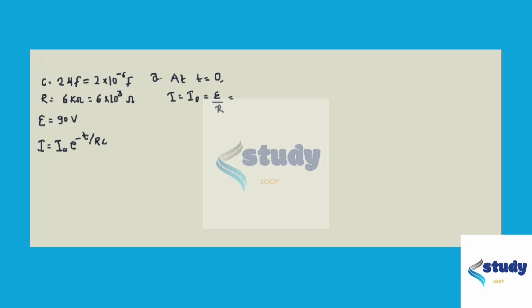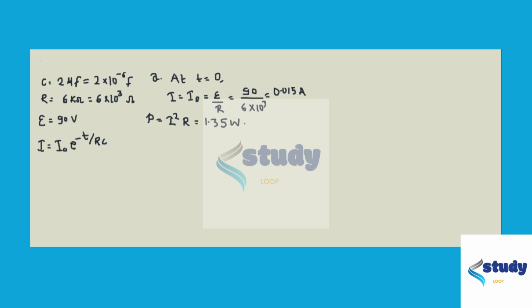So the maximum current that is flowing is 90 upon, what is R, 6 into 10 to the power 3. So this gives me I equal to 0.015 amperes. Now we need to calculate the power dissipation. So power is equal to I squared R. Now you know the value of I, you know the value of R, just plug in here, and you get power P equals 1.35 watts.